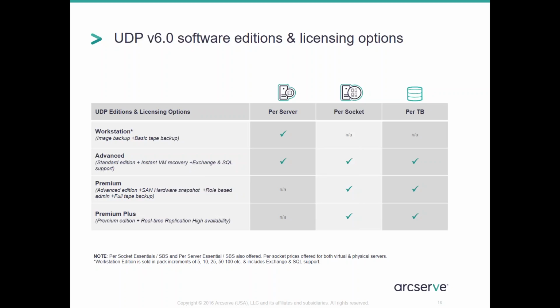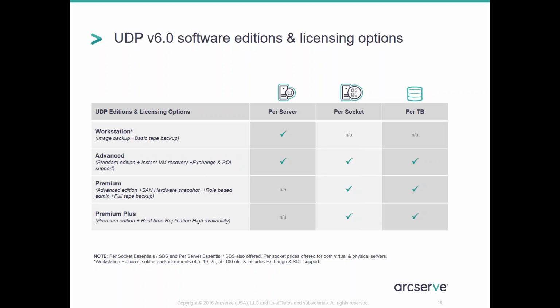Now, the different editions, we have UDP Advanced Edition, which is all the standard UDP functionality. It provides all the plugins to back up physical and virtual machines, Windows and Linux, to back up databases and applications, Active Directory. It also has all the virtual standby and instant VM recovery functionality as well.